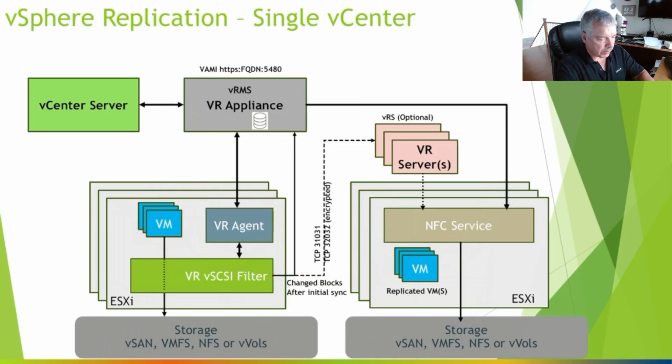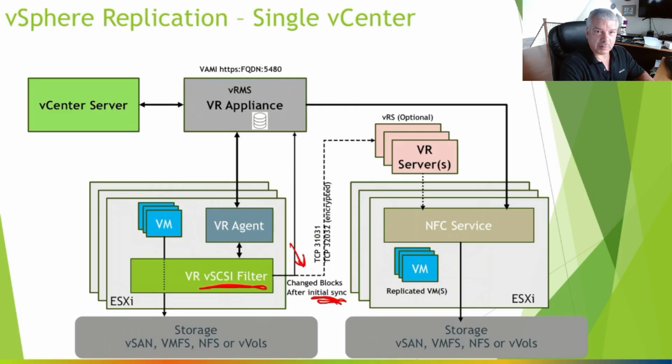So there's the initial sync, which is basically I'm dumping everything across, okay? After that, it only does change blocks. So remember, the vSCSI filter knows what blocks have been changed since the last replication, okay?